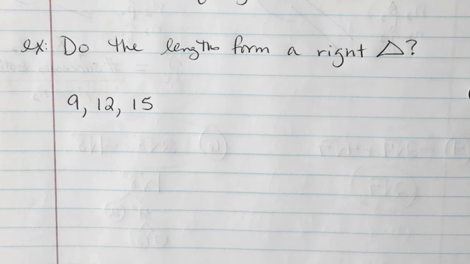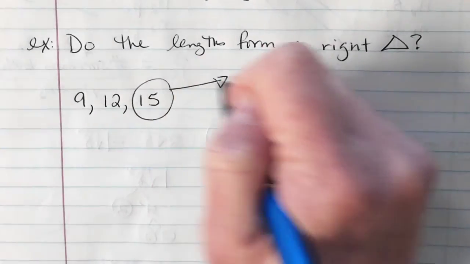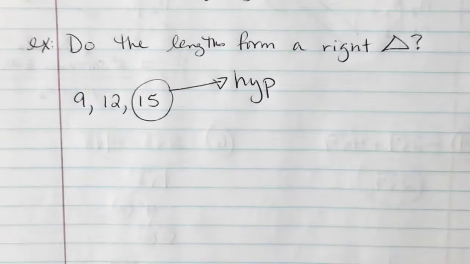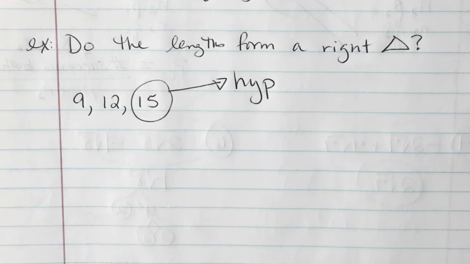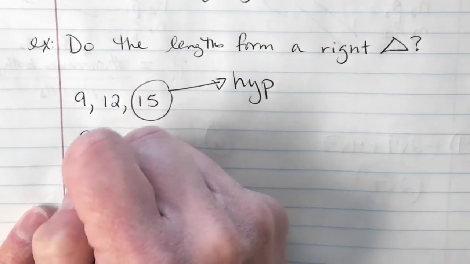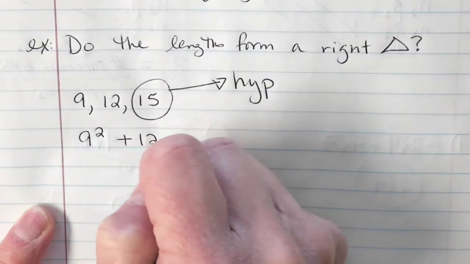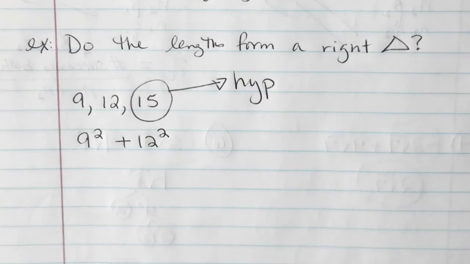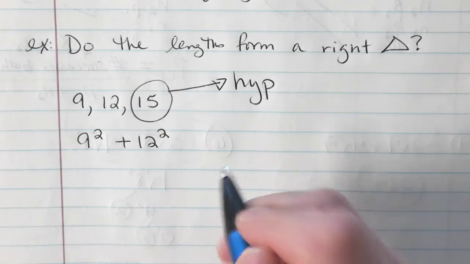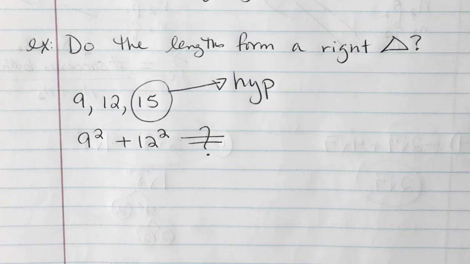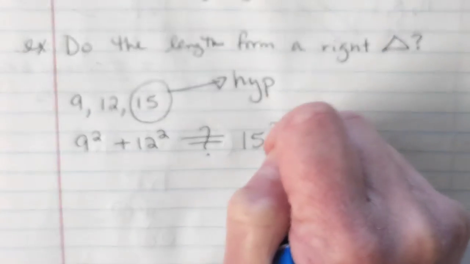So the first thing we've got to do is identify which one of the three has to be the hypotenuse. Well, the 15 has to be the hypotenuse because it's the longest of the three sides, and so that number is going to be totally on its own. Here's what we're going to do: take the two small numbers, square them and add them together, and then ask ourselves if that is equal to the longest side squared.